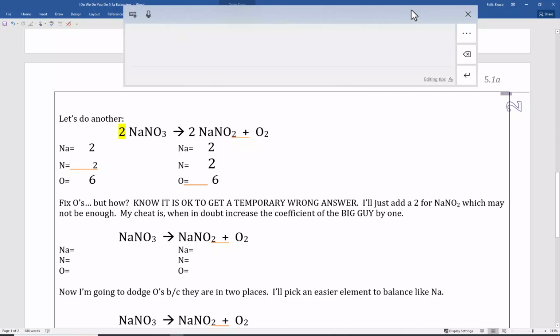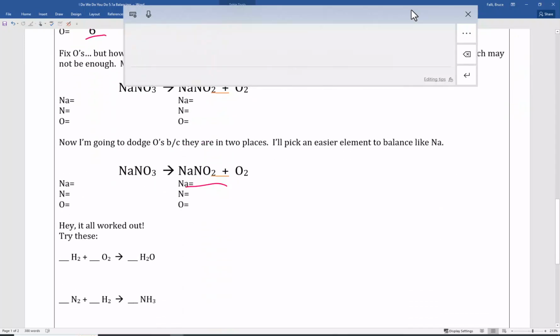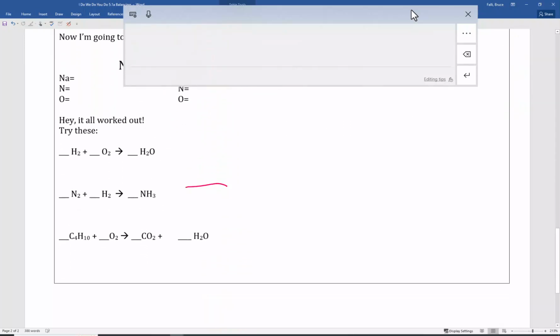Let's do another. So, to start with, here's another one that's already balanced. 2 Na's, 2 N's, 6 oxygens. Over here, 2 Na's, 2 N's, 4 O's plus 2 O's is 6 O's. Okay? So that's it. There's a sample one. Hey, it all worked out. Let's try this.